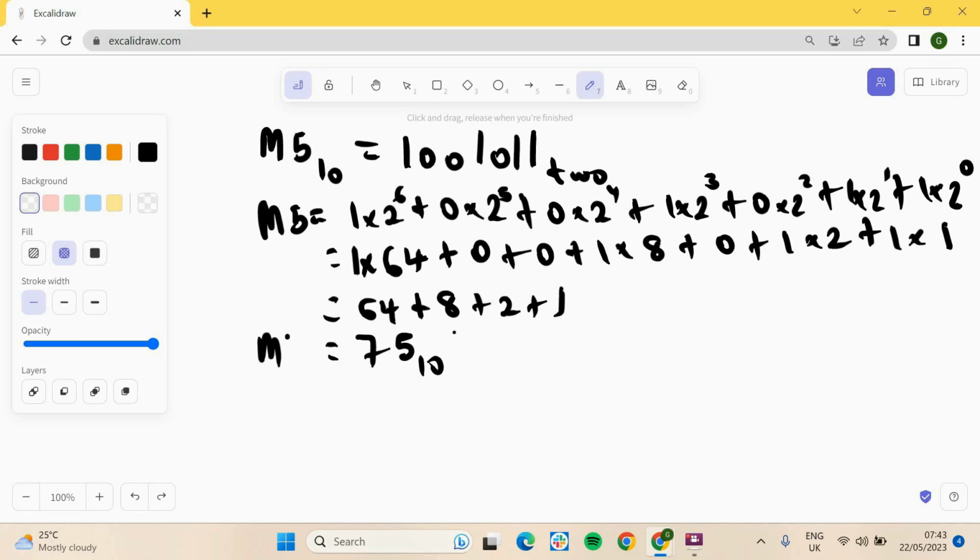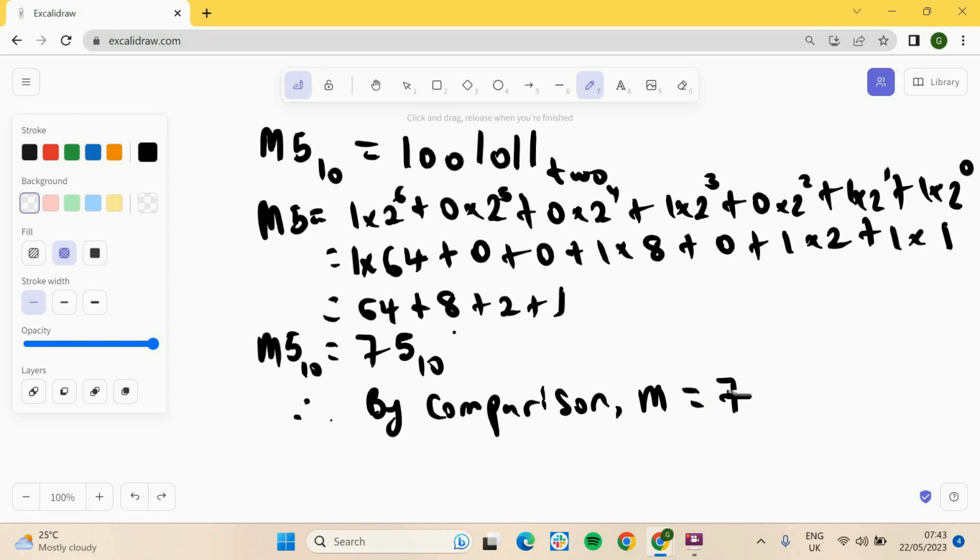So m5 base 10. So if you compare this 5, this 5, this is m, this is 7. So we can say therefore m is equal to 7, right? Or another way to structure it is by saying therefore by comparison, right, m is equal to 7. So that's it about this type of question. So like I always say, base 10 is always the fundamental base. So if one is in base 10, just make the other two to be in base 10. When you get to answer, you just compare the places and you see what is missing.